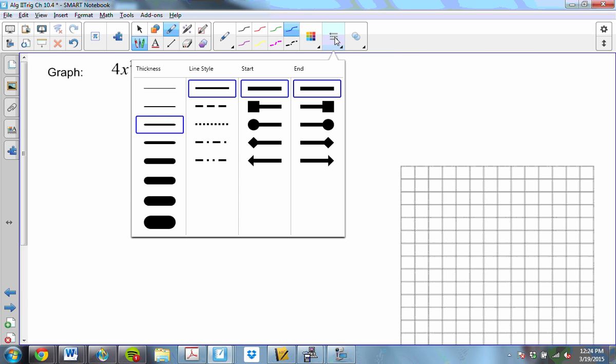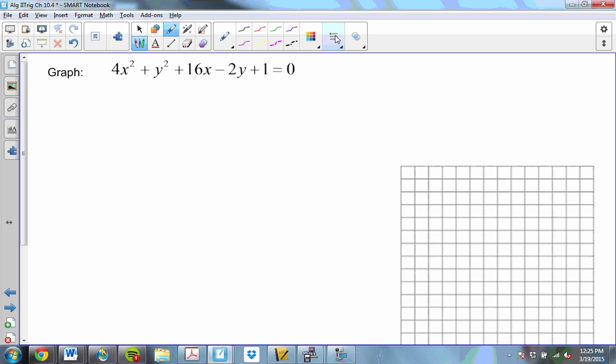Here's another problem. I need to put this in its elliptical form. So I'm going to complete the square. I'm going to get the x's together: 4x squared plus 16x plus y squared minus 2y. And I subtract this 1 from both sides, so I get this.